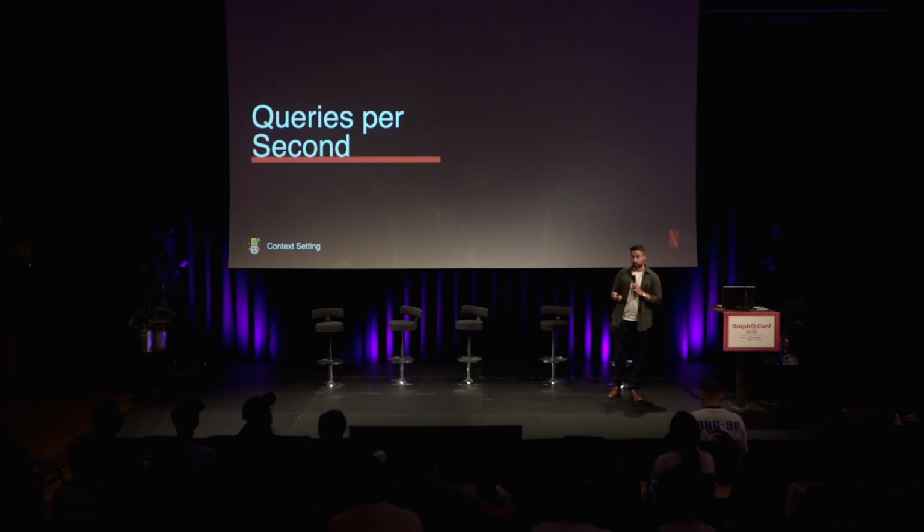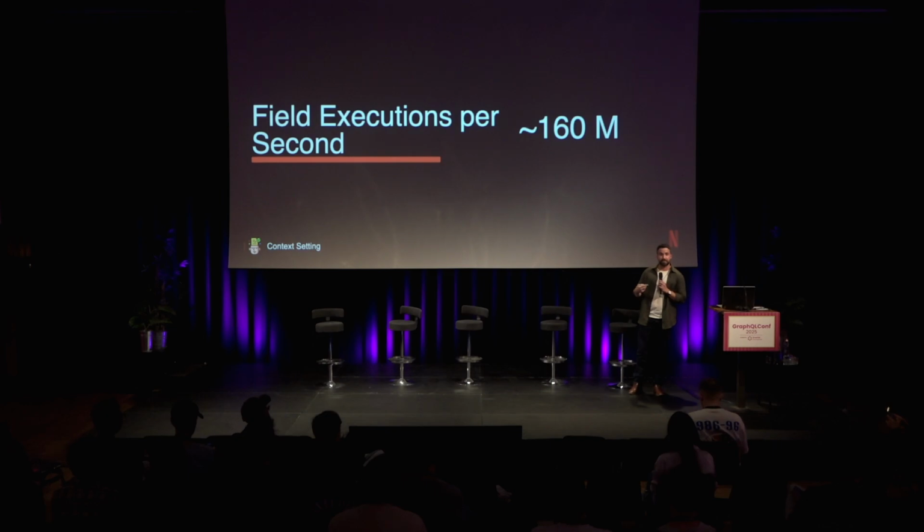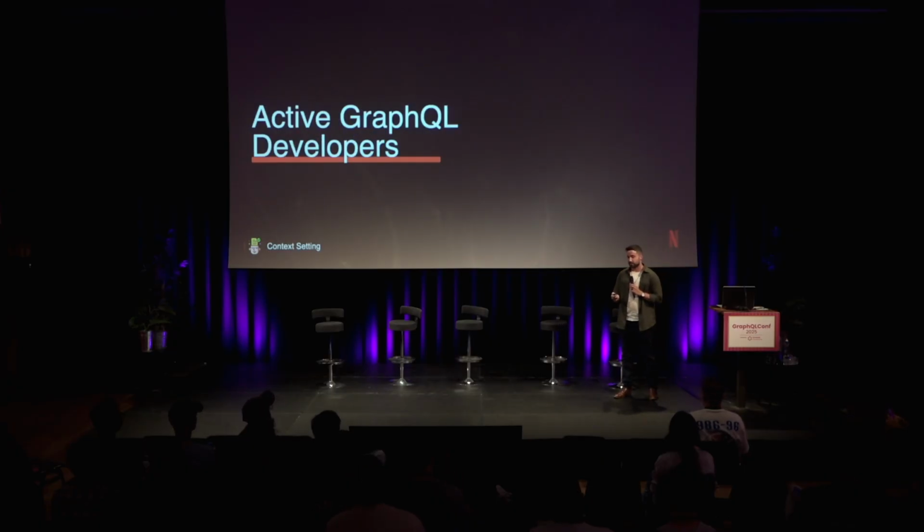Now, near and dear to my heart, queries per second of our core DGSs, we're at about 1 million, which is really cool. That's a lot of scale. If you think about the field executions, the actual resolvers that are running per second, 160 million. So think about that, one Mississippi, 160 million resolvers just fired, a bunch of independent pieces of code that need to be tested, maintained. We can't have it go down. That's truly what gets me excited to come into work every day, to develop at scale of that magnitude.